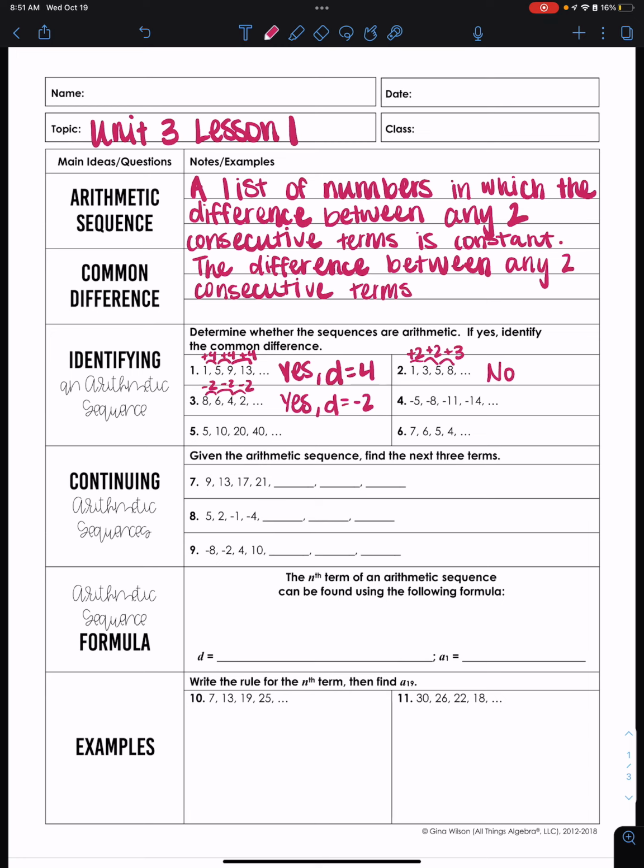So pause the video here and work 4 through 6 on your own. Okay, number 4, negative 5 to negative 8, subtracting 3. So yes, D equals negative 3. Number 5, I already know no. And then number 6.